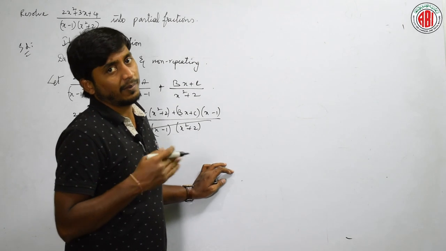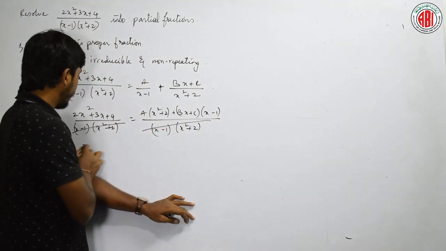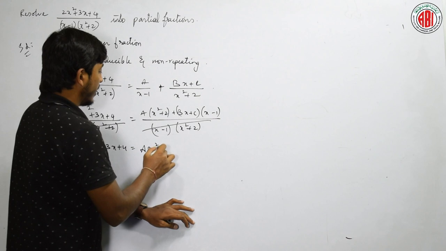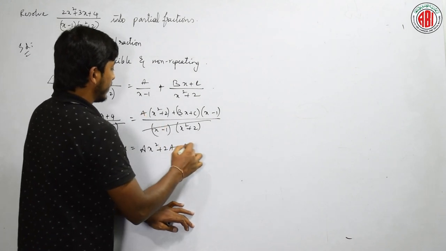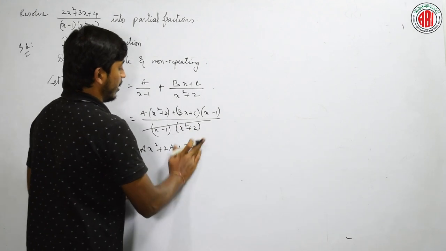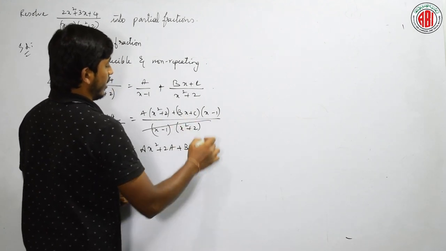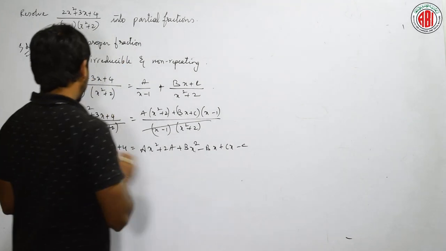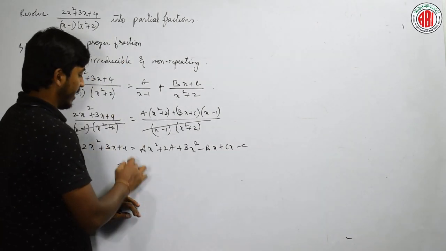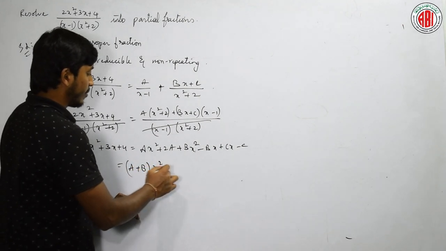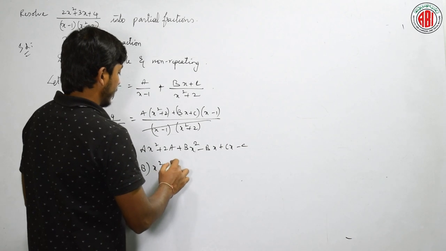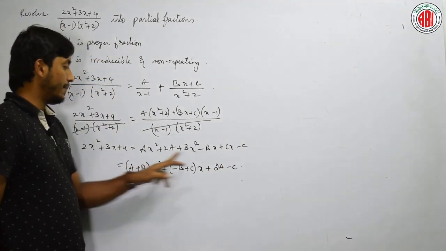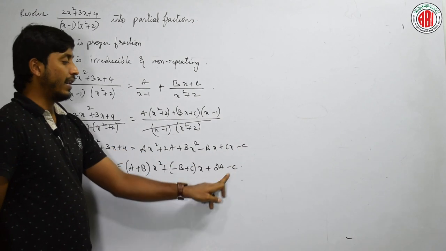Again the same story. Let us multiply all the terms of the numerator. That will be 2x square plus 3x plus 4 is equal to a into x square plus 2, plus bx plus c into this. Let me multiply bx into x is bx square minus bx plus cx minus c. Done. Now, let me equate all terms. First of all, let me take common a plus b into x square. What about b terms? Minus b plus c into x plus 2a minus c, right?